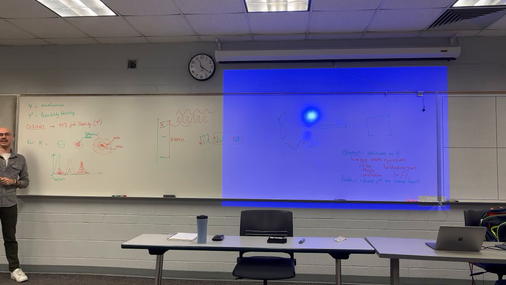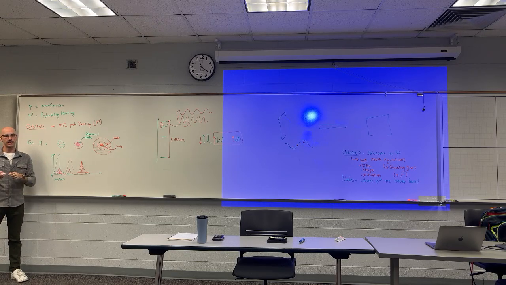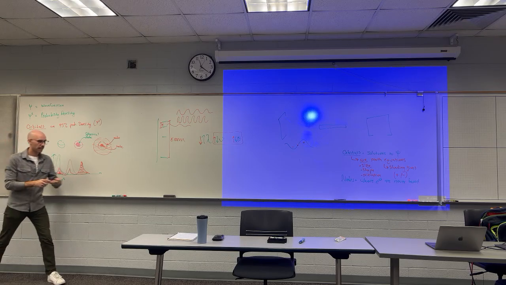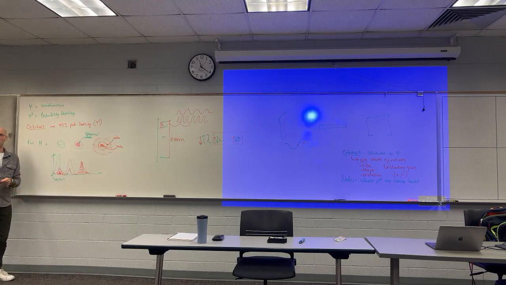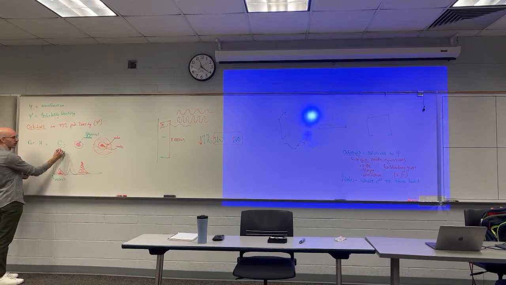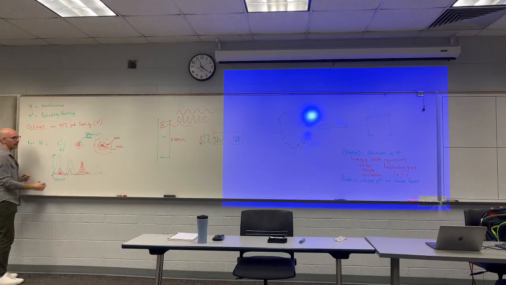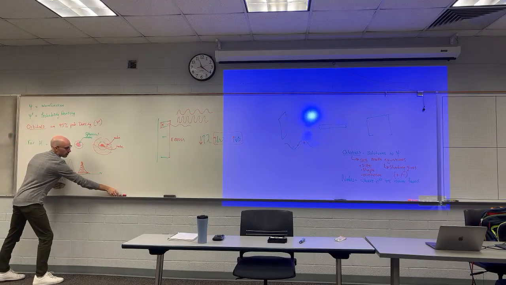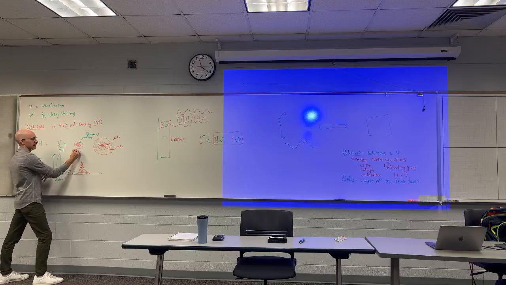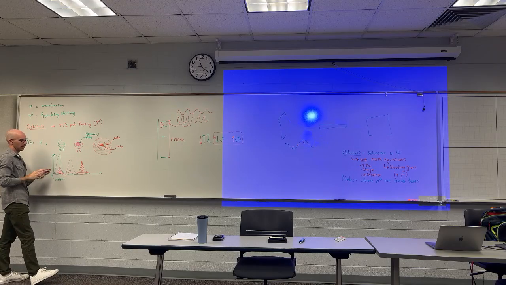Instead of calling these n equals 1 and n equals 2, we start to name the orbitals by their shape. These spherical orbitals are called s orbitals. So we call this 1s, 2s, and 3s.